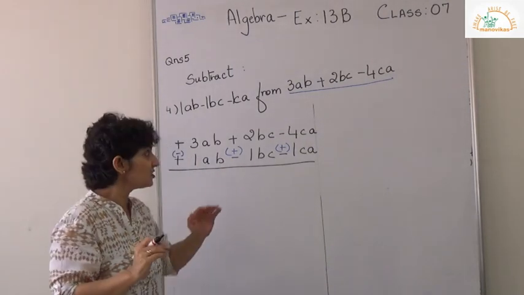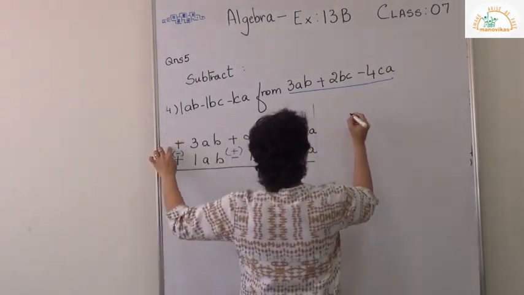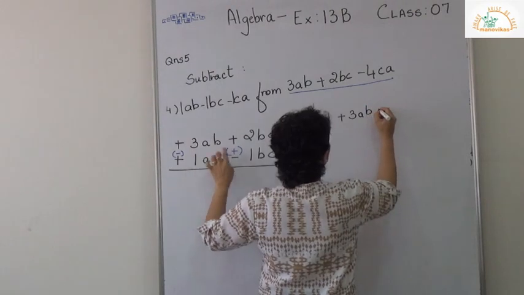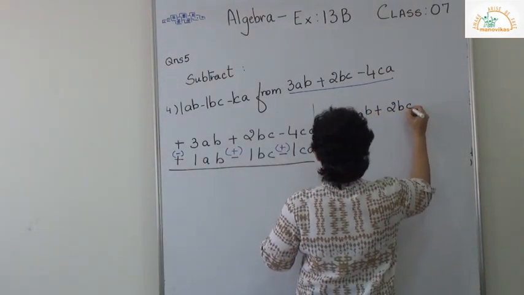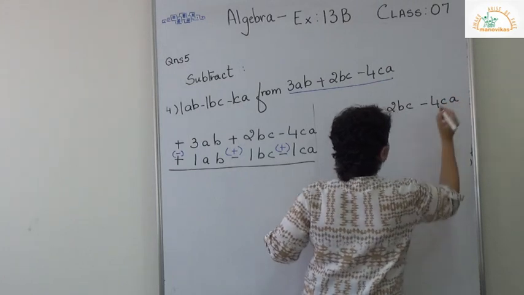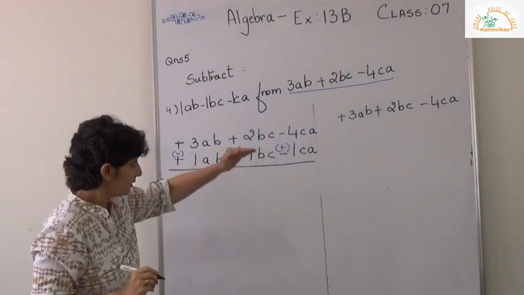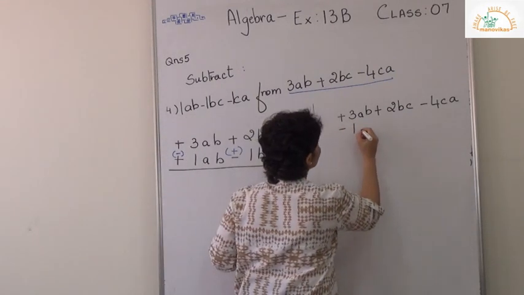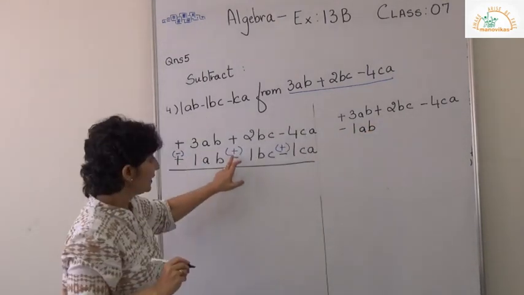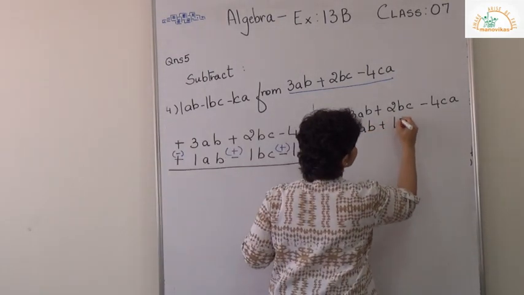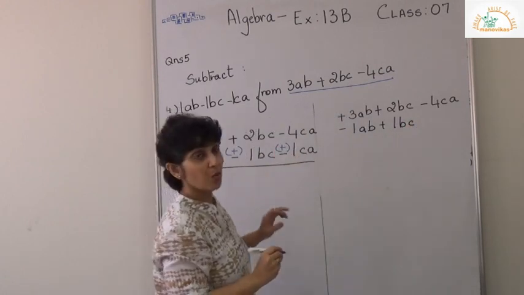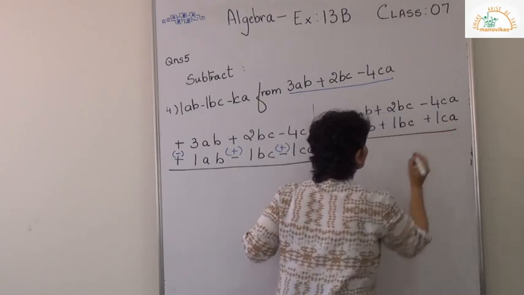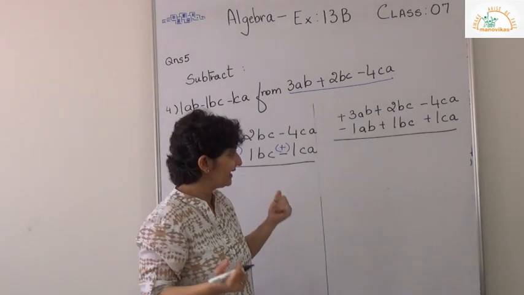Children, let's rewrite to make it simpler. So what do I get? Plus 3AB plus 2BC minus 4CA. Alright? Now, I will use the new signs, that is minus 1AB plus 1BC and plus 1CA. Clear? Now you can solve the way you do your integers.